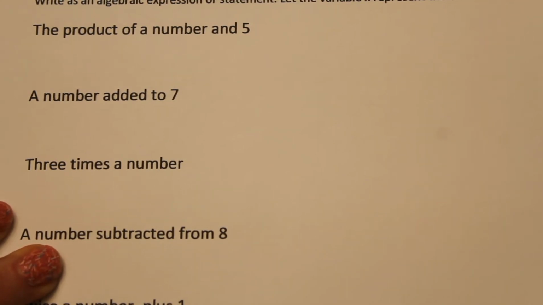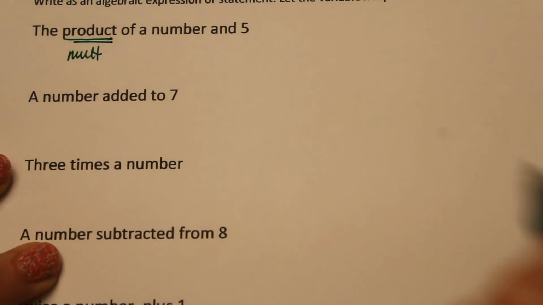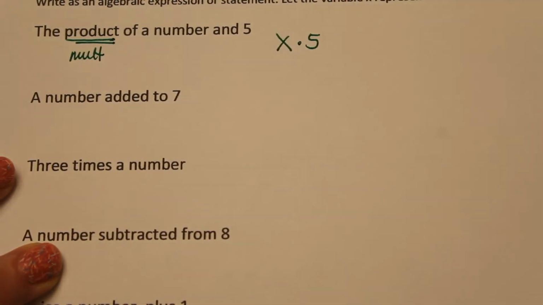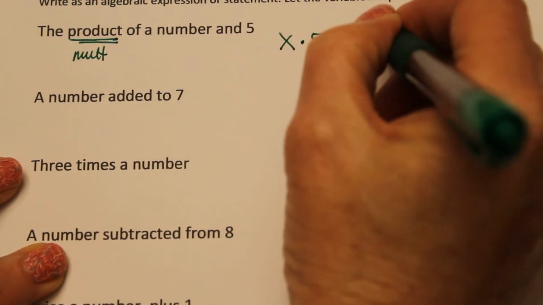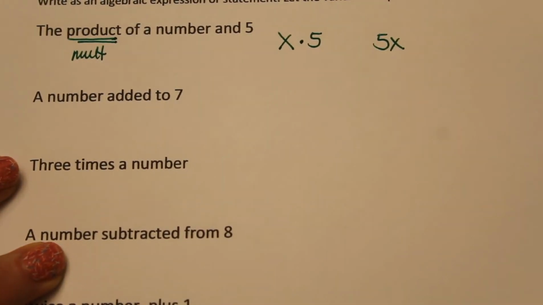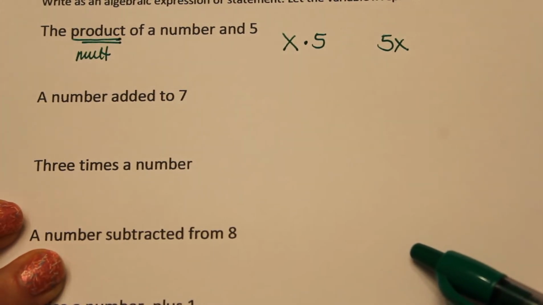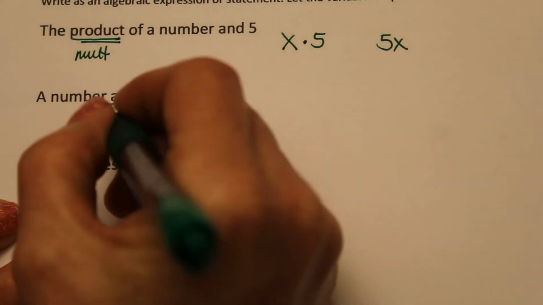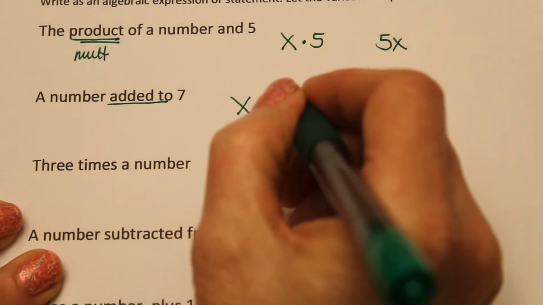So the product, that tells me it's multiplication. And what am I going to multiply? The product of a number and 5. So that's going to be x times 5. Now commonly, if we're going to multiply a variable by a constant, we would write that as 5x, 5 times x. That's how we would probably write it best in algebra. All right, added to, well, that's going to be addition. So a number added to 7.